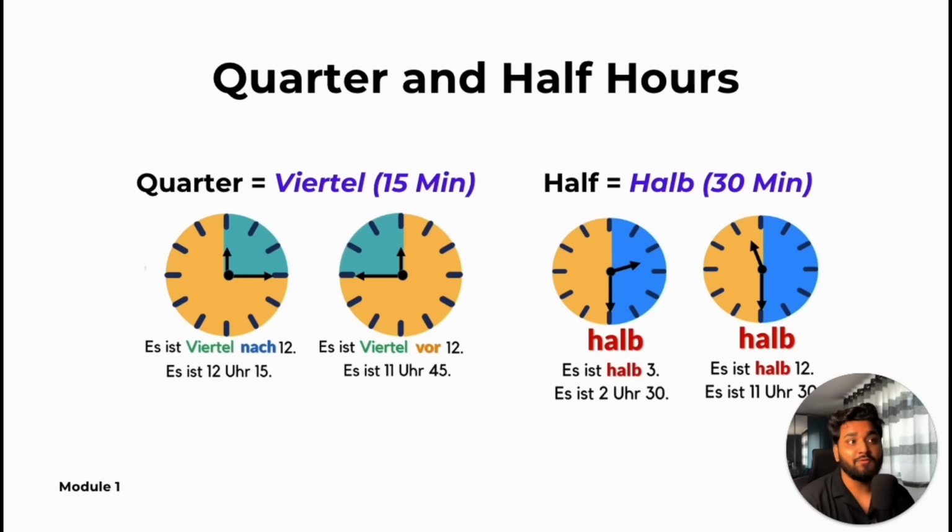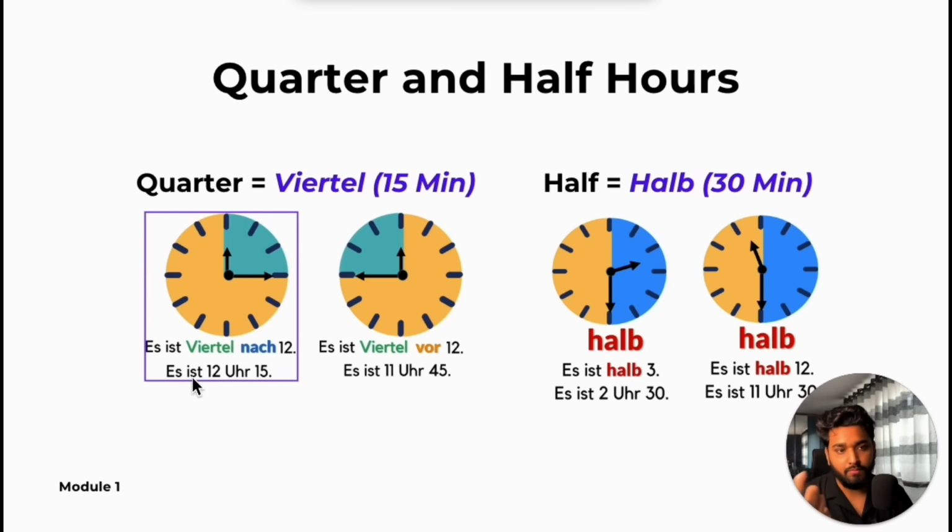So let's learn quarter and half hours. For quarter, you will say Viertel. Halb is equal to 30 minutes. That's why halb is for half. For example, es ist Viertel nach 12. You see, 15 minutes past 12. Or you can also say es ist 12:15. It's formal. You will say it formally if you want to say it to your boss or your teacher. Viertel nach 12 you will say just to your friends, and it is the informal one.